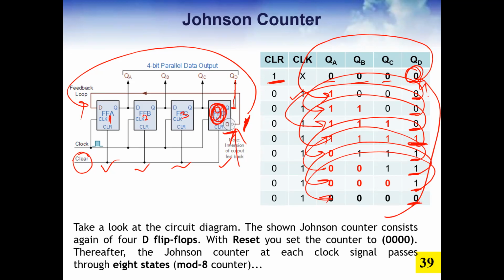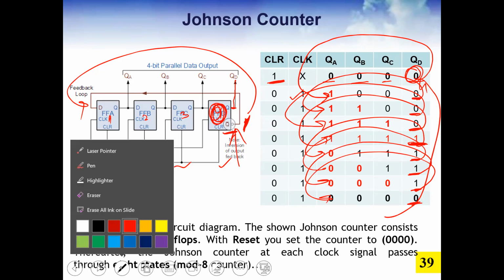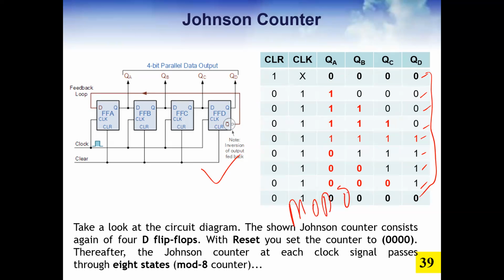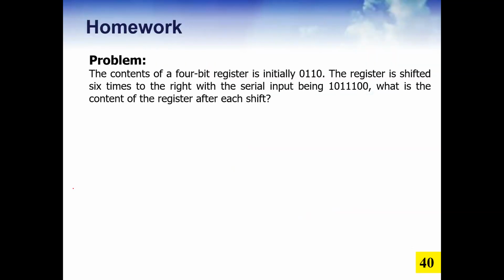If a question comes regarding this, what is a Johnson counter and how does it work, or about the design, you must know how it is designed. The basics you must know. As we can see, there are 1 2 3 4 5 6 7 8 states, so it is again a mod 8 counter. So this is the Johnson counter, guys. I think this is the last counter in this chapter.